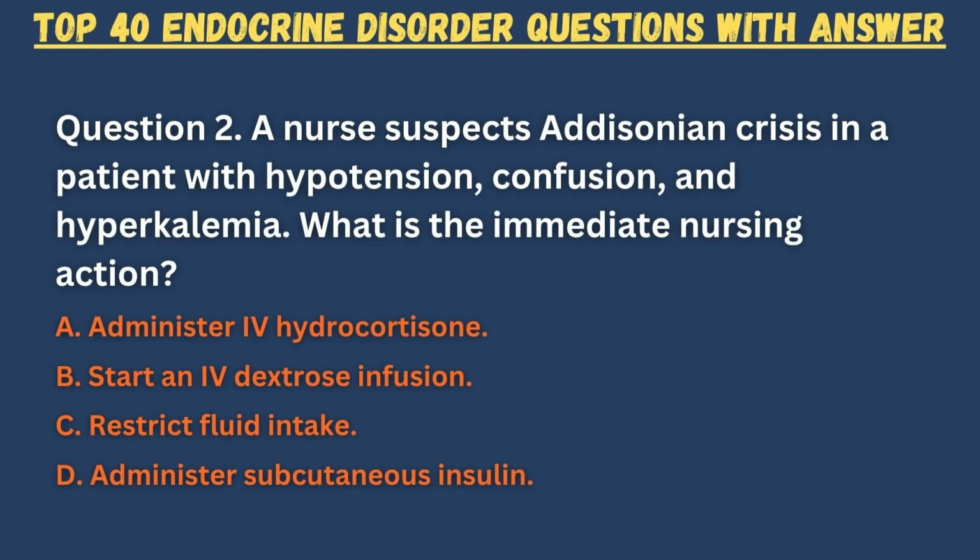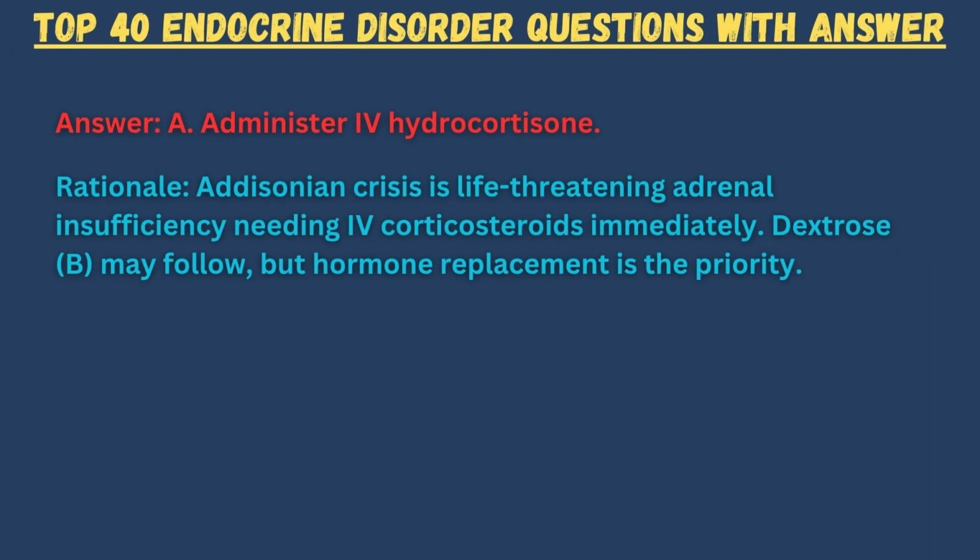Question 2. A nurse suspects Addisonian crisis in a patient with hypotension, confusion, and hyperkalemia. What is the immediate nursing action? A. Administer IV hydrocortisone. B. Start an IV dextrose infusion. C. Restrict fluid intake. D. Administer subcutaneous insulin.